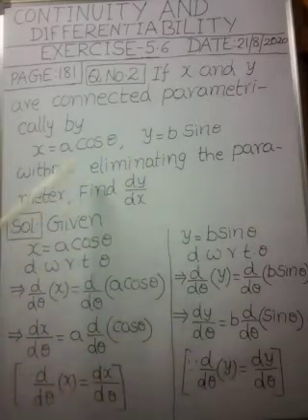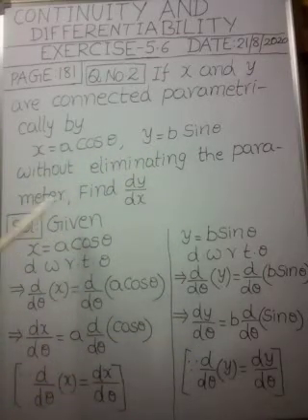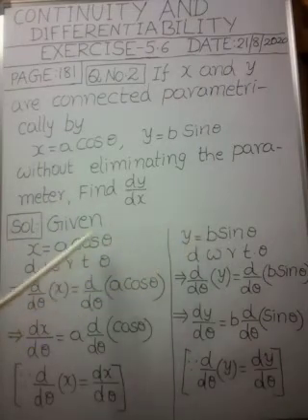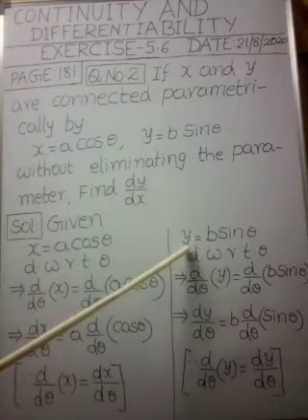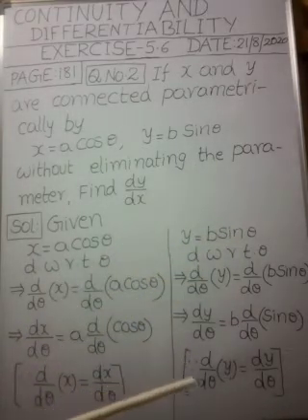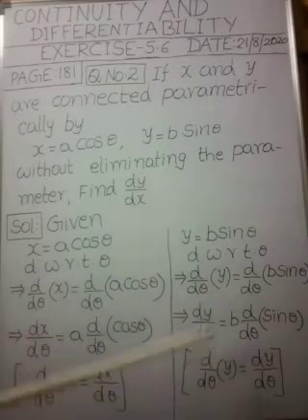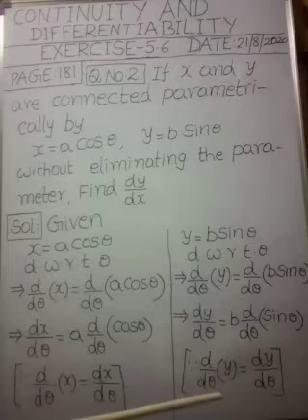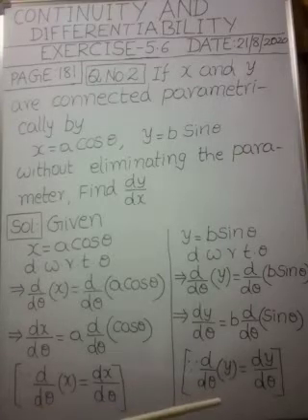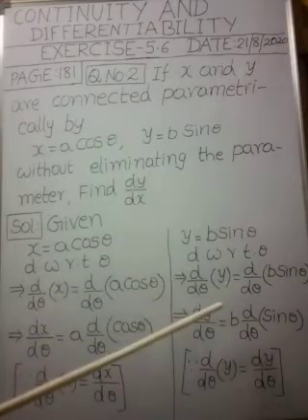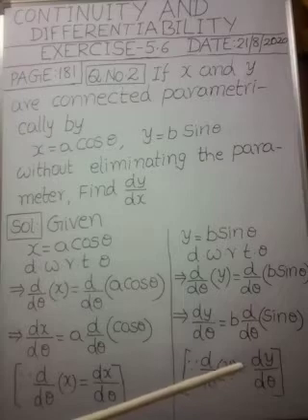Come to the solution part. I wrote the given parametric equations separately. Here x is equal to a cos theta, and this side I wrote y is equal to b sin theta. In the examination, there is no need to write like this only. You can find first dx by d theta, after that you can find dy by d theta. It is not compulsory to write like this only in the examination.